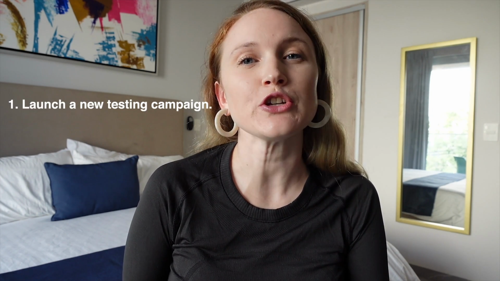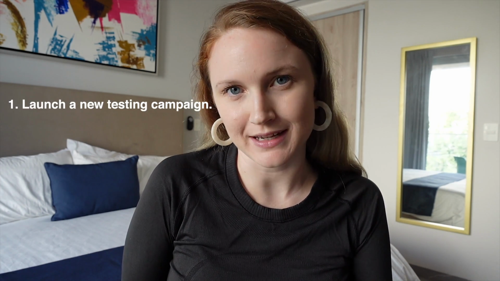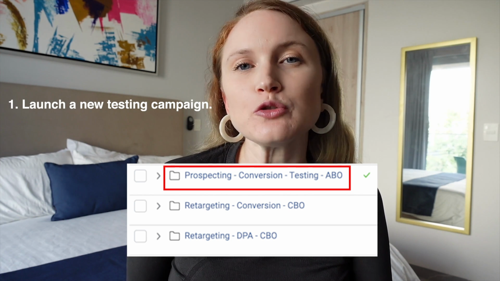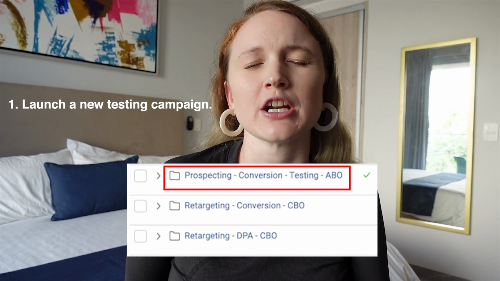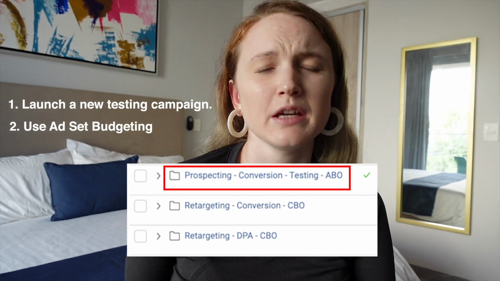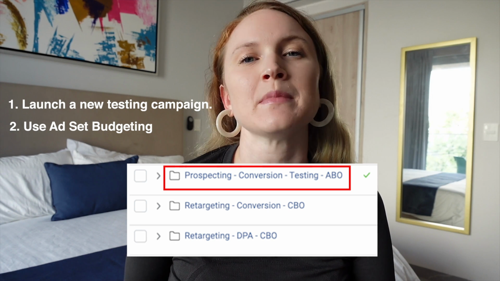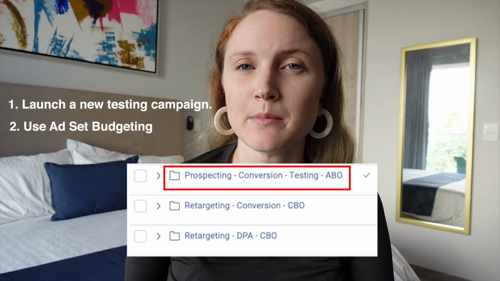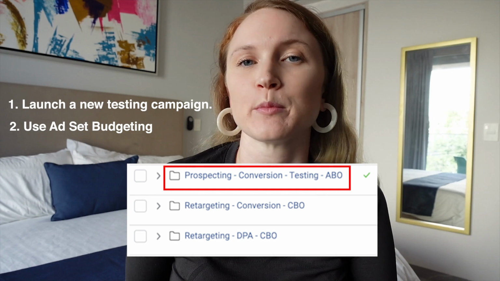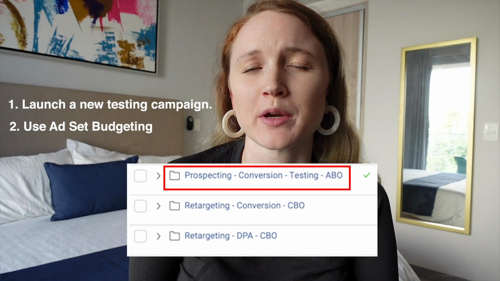First, I just launch a new campaign that's only for testing. And the key here is that I don't use CBO or campaign budget optimization. I actually use ad set budgeting. And this is super important because it allows me to make sure that the audience is getting the right amount of spend and we're getting the right amount of impressions so that I can properly evaluate if the audience is good enough.